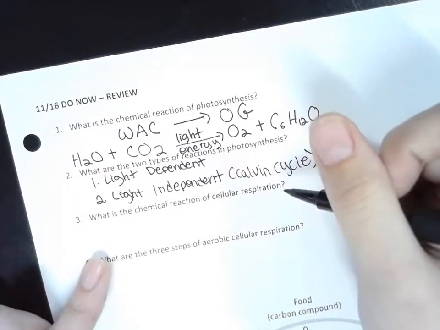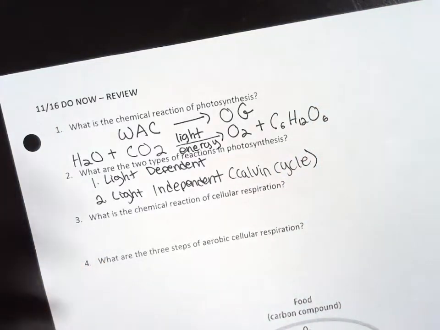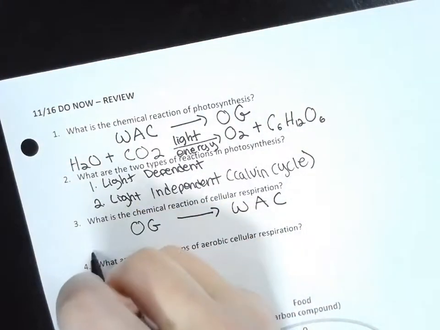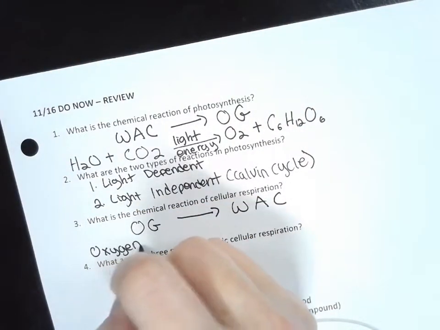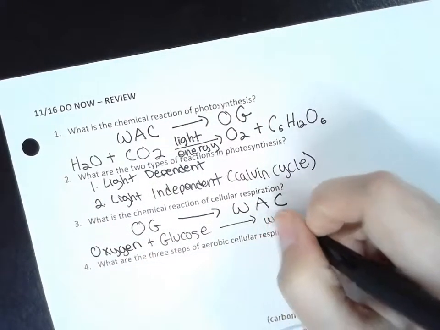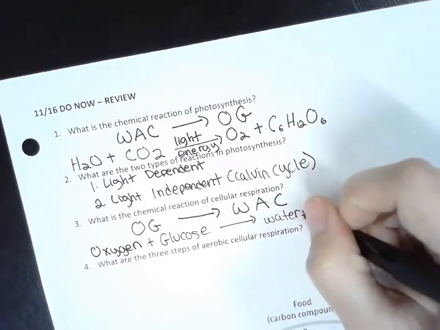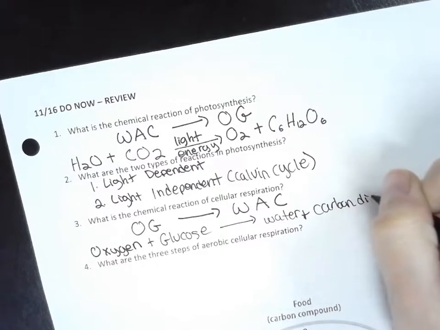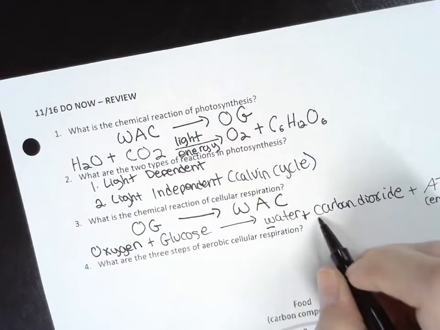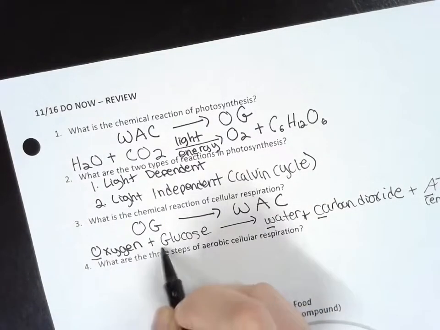The chemical reaction of cellular respiration, again, this is the acronym that should pop into your head, which is OGWAC. So that means, I'm going to write the names instead of the chemical formulas. Oxygen and glucose leads to water plus carbon dioxide and ATP, which is simply energy. So that's what those letters stand for: water, carbon dioxide, ATP, oxygen, glucose.